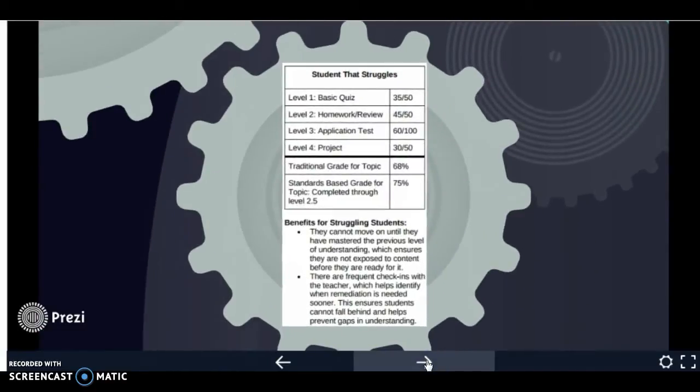Standards-based grading is beneficial to all different types of learners. For students that struggle, they really can't move on until they've mastered the previous level. This helps to ensure that they're not exposed to more complicated skills that they're really not ready for. They can also benefit from the multiple teacher check-ins and the built-in intervention throughout the punch card days.